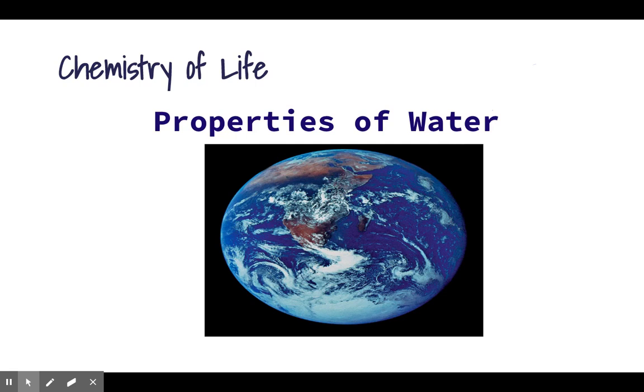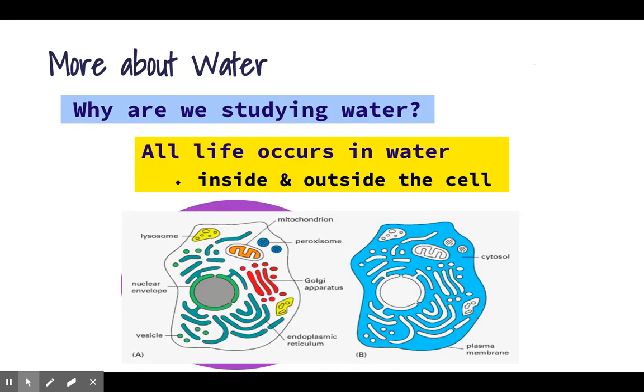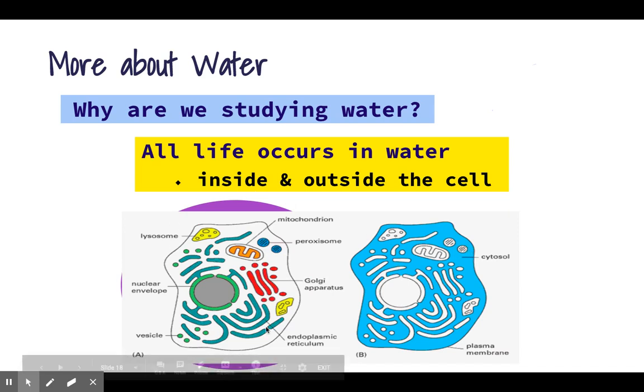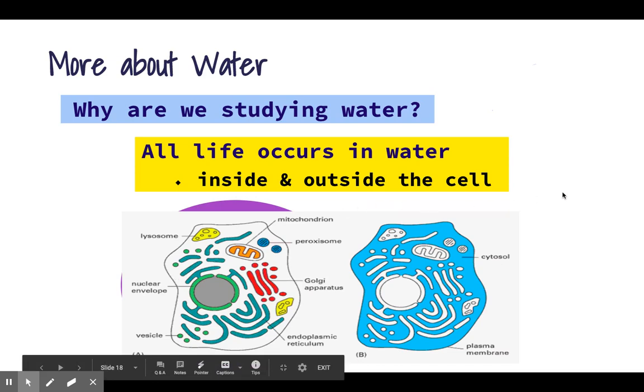All right, let's get into our next unit, which is the chemistry of life, also known as our properties of water. We're going to talk about water. Why? Because all life occurs in water. We find water inside and outside of your cells. Inside of your cells is filled with water, known as our cytosol or our cytoplasm, and the outside is filled with water. So the cells have water inside and outside.